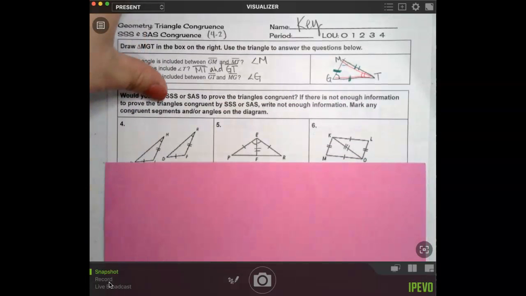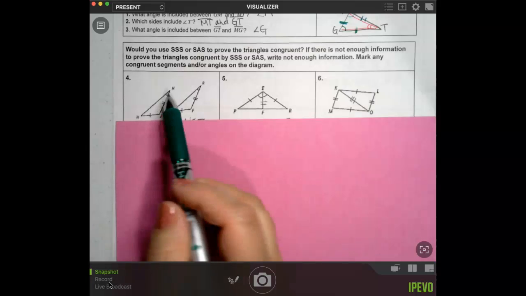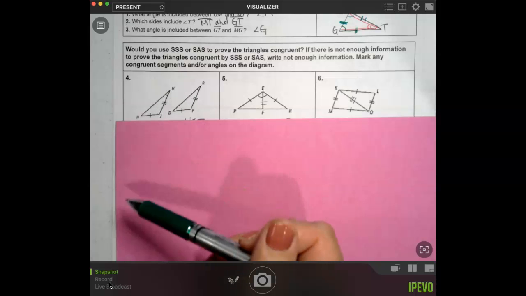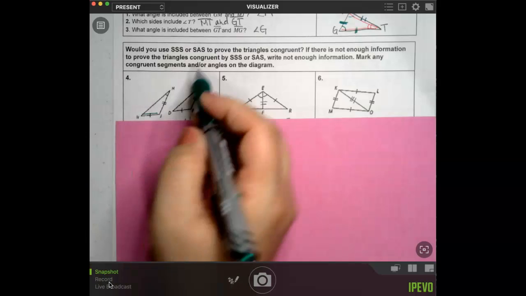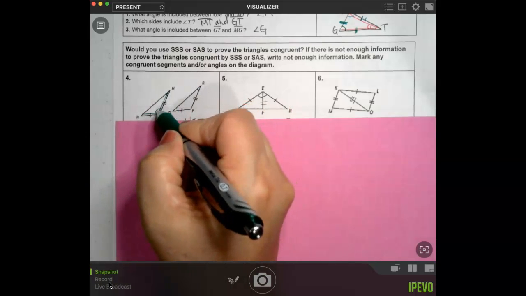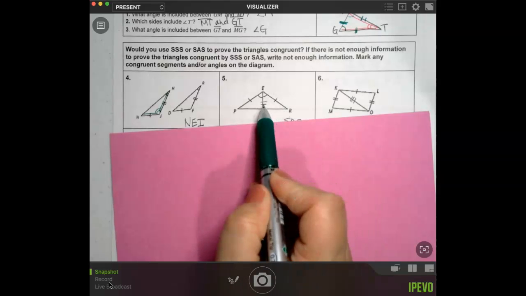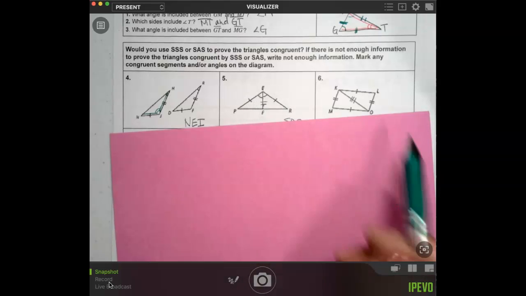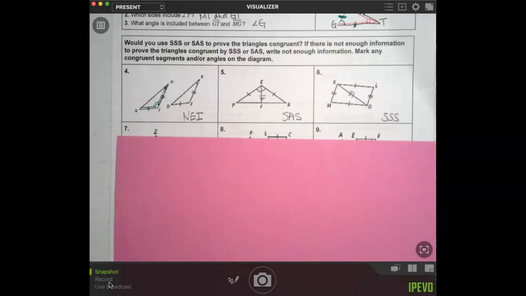Okay. On these, you need to decide side, side, side, or side angle side, right? Or NEI. This first one, I have two sides and an angle, but is the angle in the right spot? If I trace out this segment and this segment, they connect at J. That's the angle that would need to be marked. We don't have enough information. This one I can mark shared side. So then I have side angle side. 6, I can also mark the shared side. That would be an example of side, side, side.